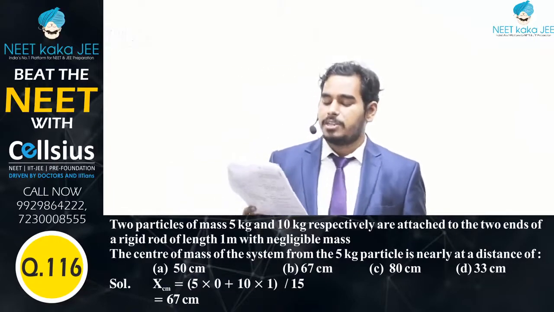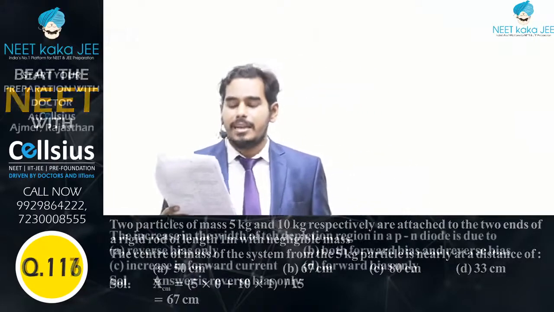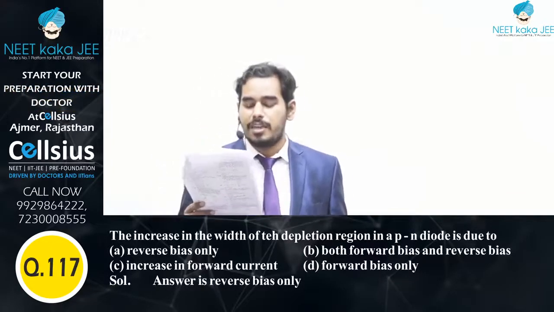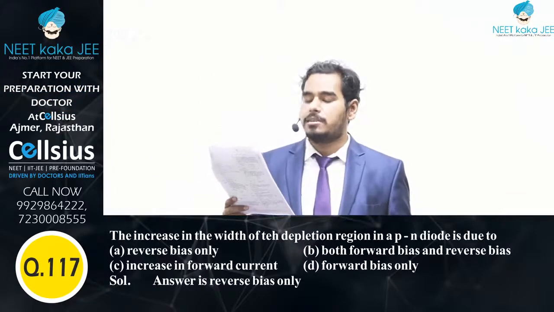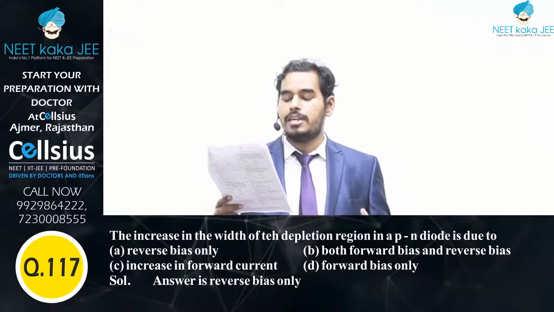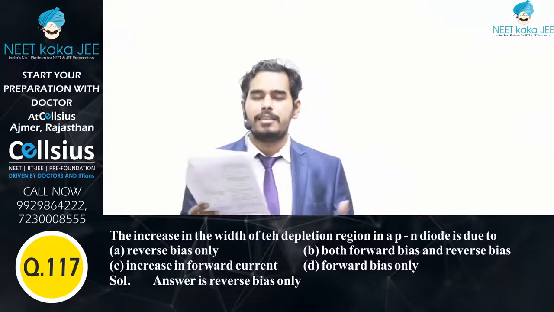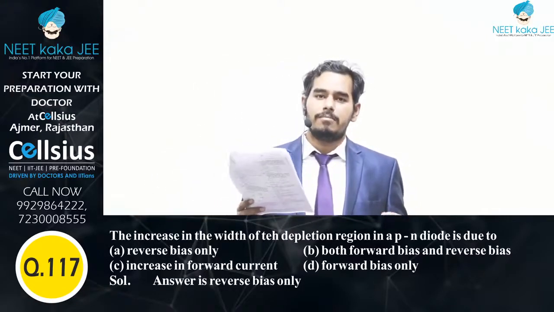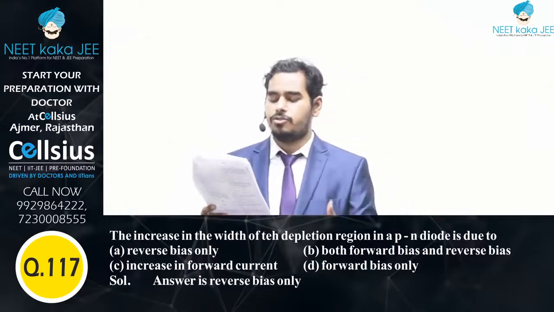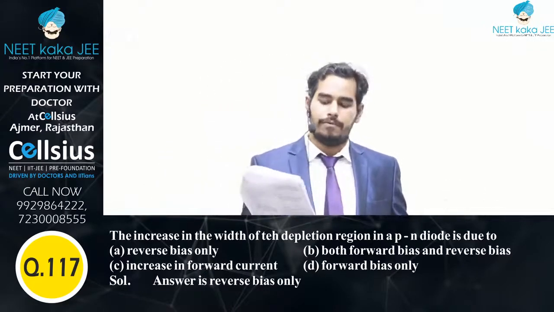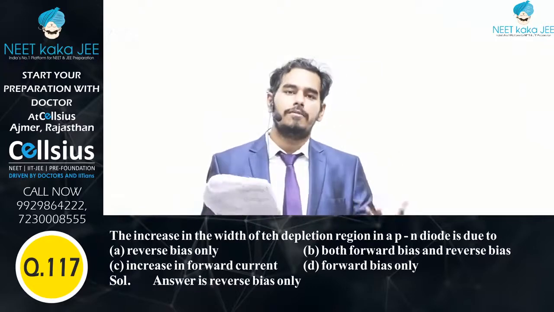Okay. Now the next question, it is a theoretical question. It states that the increase in the width of the depletion region in a PN junction diode is due to. Okay, so the width will increase only due to the reverse bias. The forward bias will lead to the decrease in the width. Increase in width of the depletion region means potential barrier is increasing, and it is obviously due to the reverse bias only. So the answer is reverse bias. This is a basic theory of NCERT, okay, and basic theory of the PN junctions.